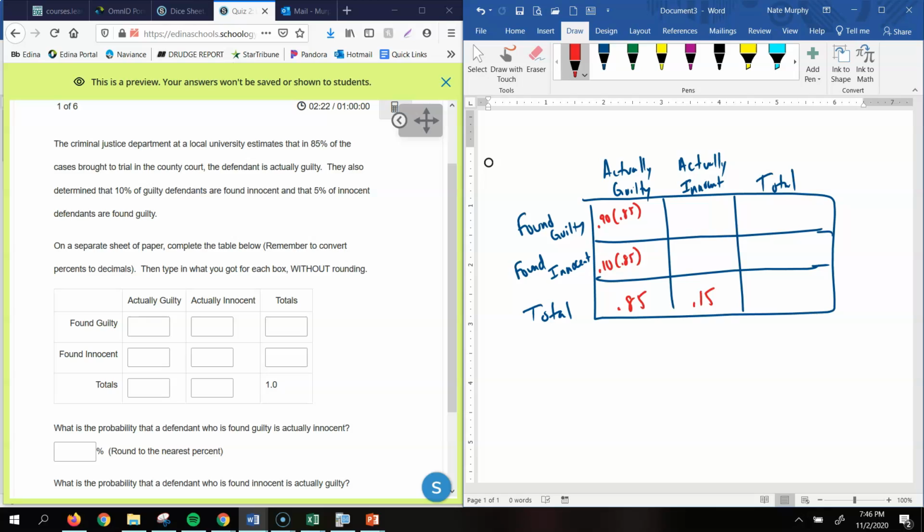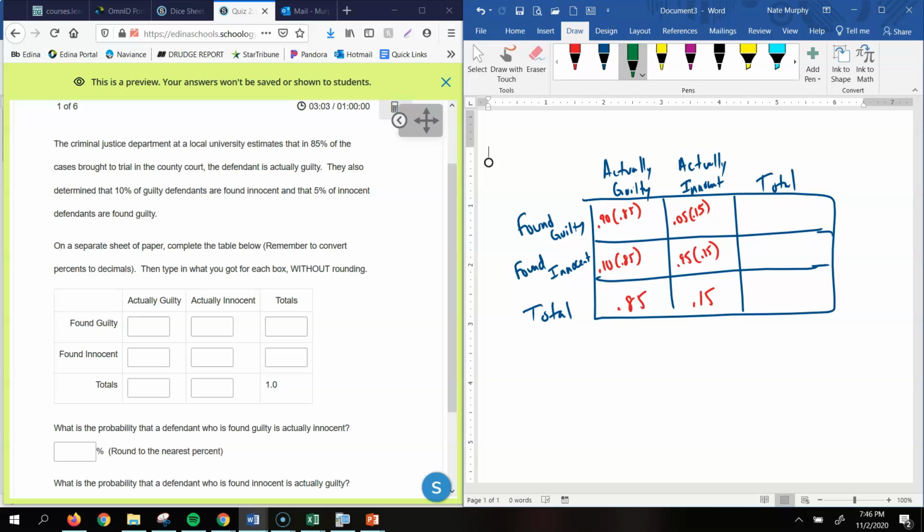We'll figure out what those numbers are in a second. And then they also found that 5% of innocent defendants are found guilty. So those that are actually innocent, 5% of those are found guilty. So 5% of the 15% that's happening. So that means that 95% of the time, those that are actually innocent are being found innocent. So the next thing we need to do is figure out what these actual values are.